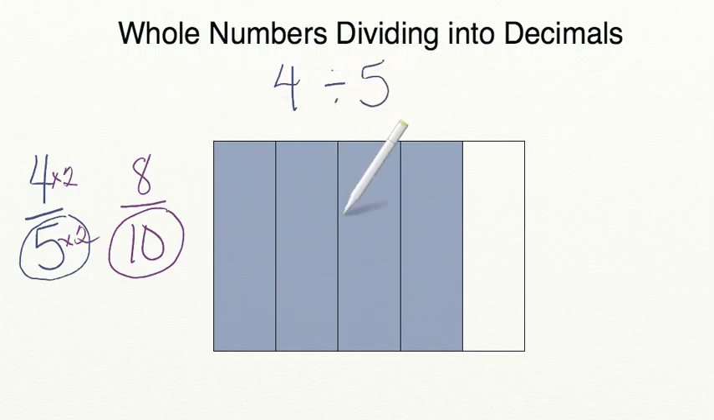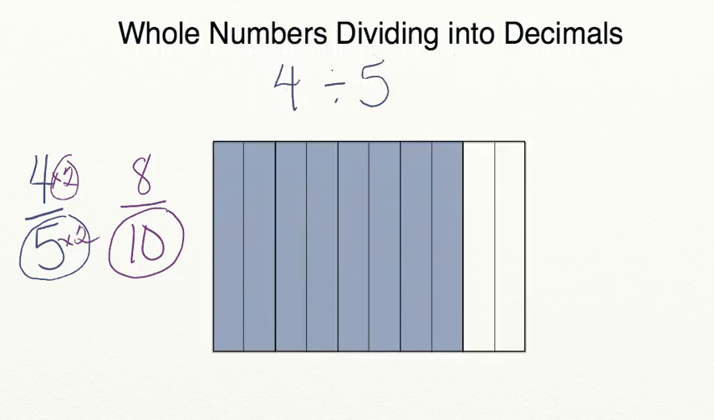Let's see what this fraction bar looks like as 8/10. Since we multiplied our numerator and our denominator by 2, we now need to split each part of our fraction into 2 equal parts. And that's going to give us 10 parts in all with 8 shaded in.